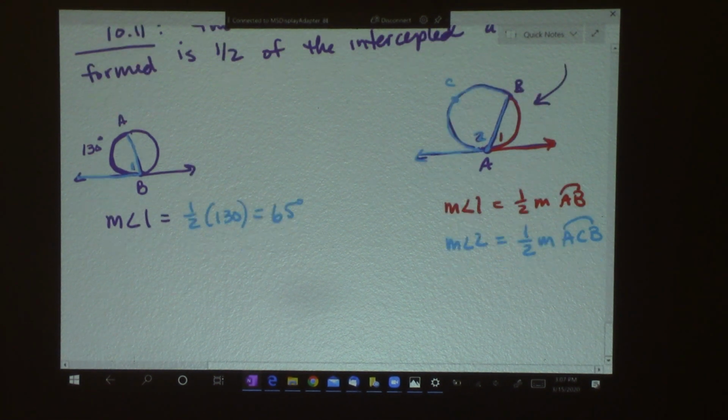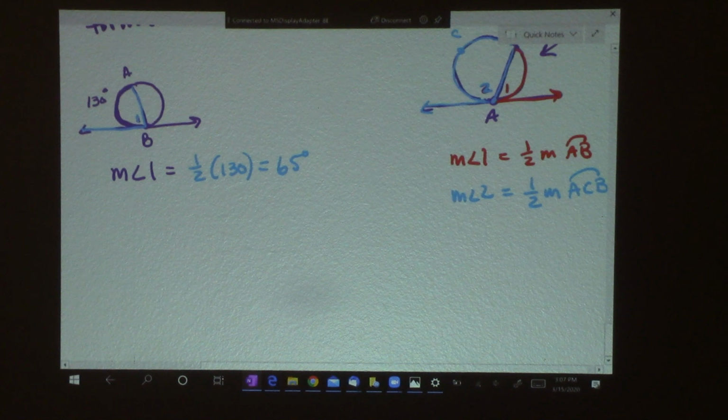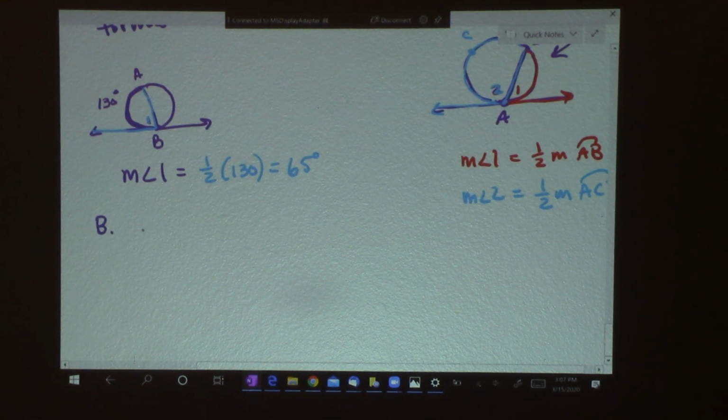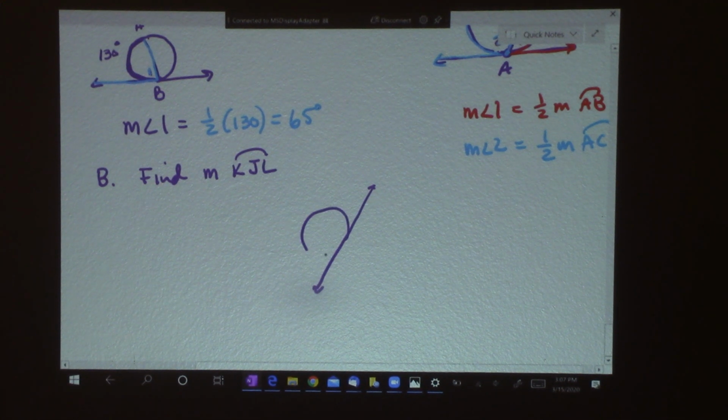Let's do another one. I'm running out of a little room there, so you go ahead and just follow the picture. Look at B. Find the measure of KJL, and that is right here. Looks like this. It's very tiny, and it's got a circle on it like this, and this is KL, and this is point J. This is 125. That might be hard for you to read. So we want to find the measure of arc JKL.